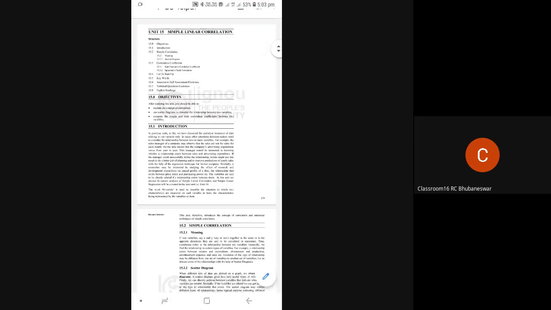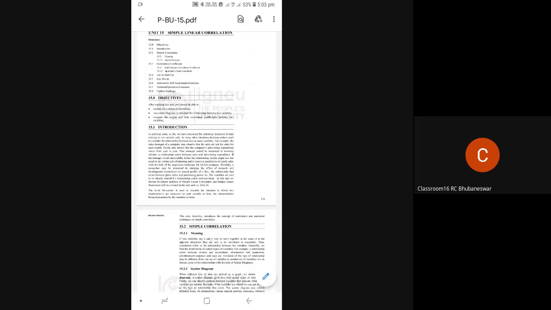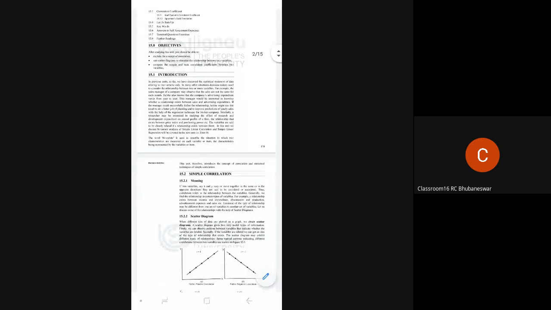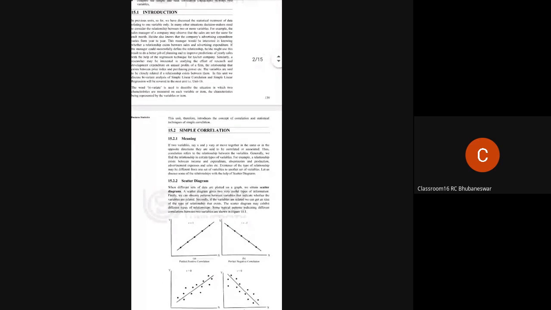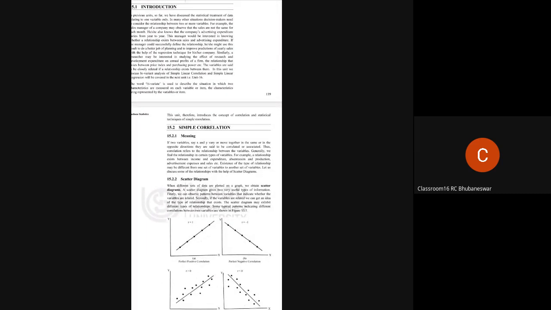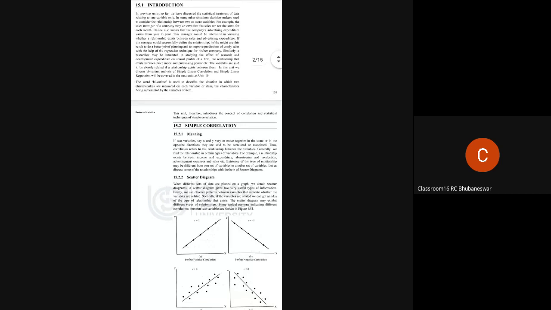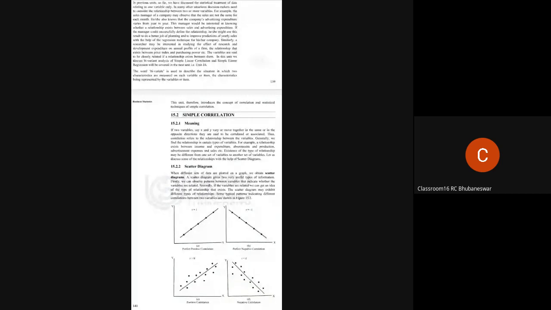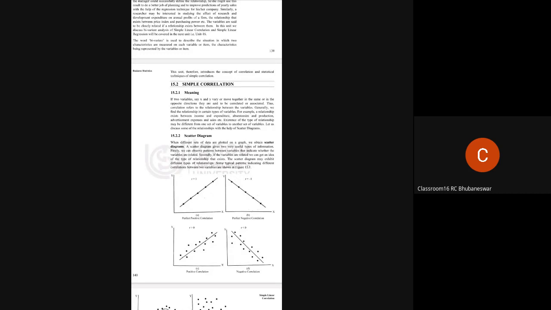So first one is unit 15, that is simple linear correlation. Till now we have studied only a single variable, and compared it with other given data. Now, with correlation methods, we will study their relation, whether they are positively related, negatively related, or not related.